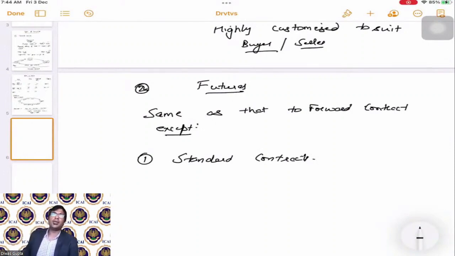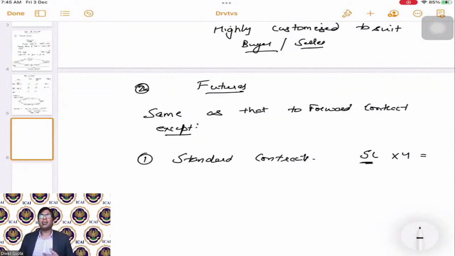Forwards are over the counter. These are very customized. But on the other hand, futures are standard contracts. Standard means it will say that one contract is for 5 liters of crude oil. If you have to purchase 20 liters of crude oil, then you enter into 4 such contracts. Because the contract is standard, it is traded in the market. For all the buyers and all the sellers, the quantity will always be 5 liters.